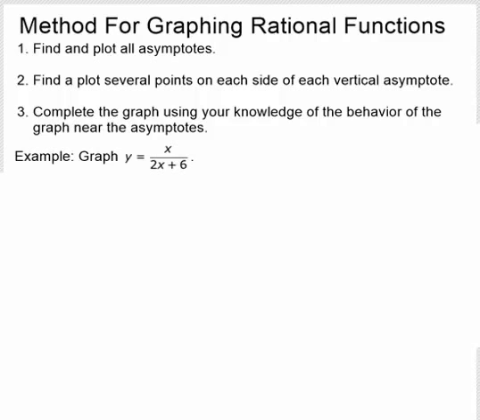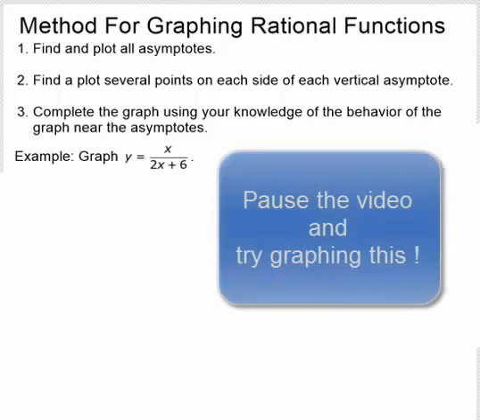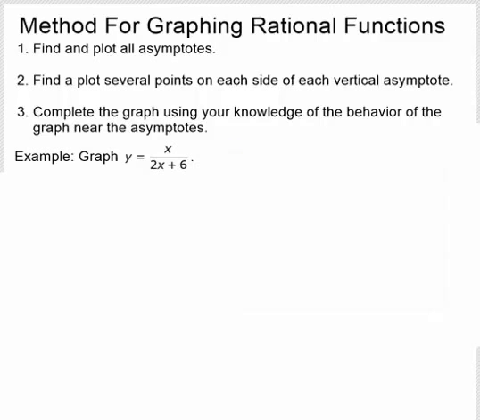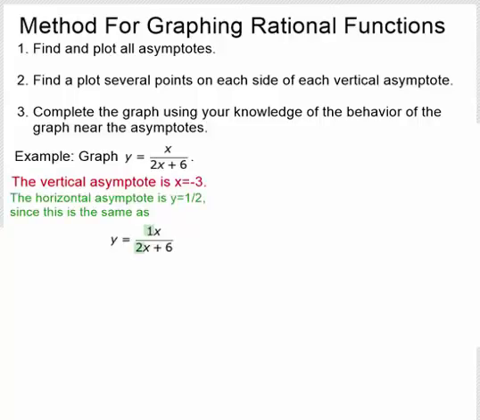And you'll see how easy this is with the following example. We're going to graph y equals x over 2x plus 6. Well, the first asymptote to find is the vertical asymptote because it's easy to find. The vertical asymptote will occur at values of x that result in division by 0. Here, 2x plus 6 equals 0 when x is negative 3. So the vertical asymptote is x equals negative 3. Now here the degrees of the numerator and denominator are equal. They're both first degree polynomials.